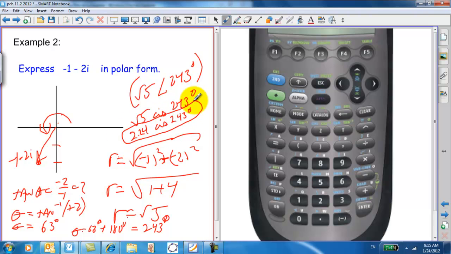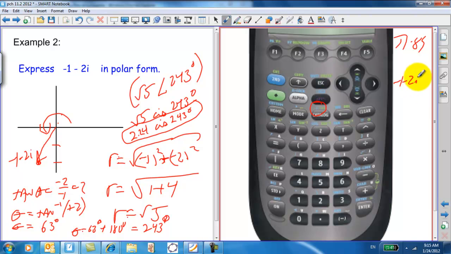Okay? Now, again, you can do this by using convert to polar on your calculator. In the TI-89, there's the i above catalog. You can actually enter -1, -2, and then use this i. Don't use the i down here, or even if it's lowercase. You want this italicized i as the square root of -1. And then use the old convert to polar key, and you're right there.